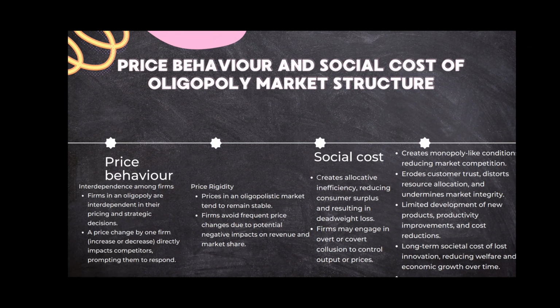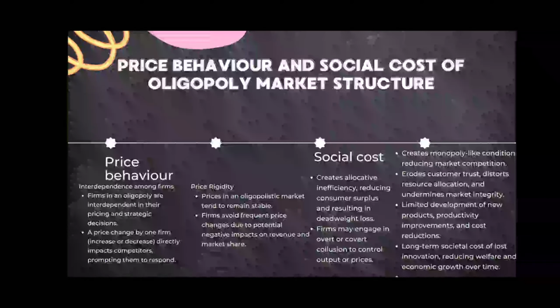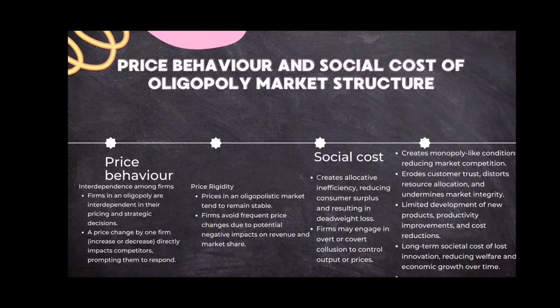For the social cost, the first social cost of the oligopoly market structure is that it creates allocative inefficiency, reducing consumer surplus and resulting in deadweight loss. Firms may engage in overt or covert collusion to control output and prices. Next, it also creates monopoly-like conditions, reducing market competition, eroding customer trust, distorting resource allocation, and undermining market integrity. Besides that, it also limits development of new products, productivity improvement, and cost reduction, and the long-term social cost is lost innovation, reducing welfare and economic growth over time.